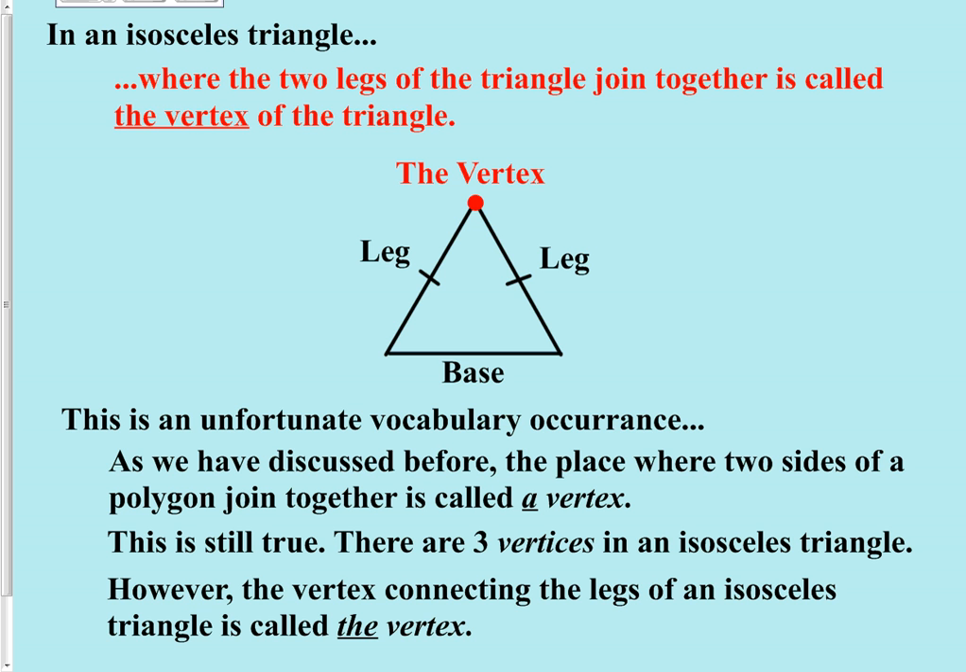But just be advised, if a question is asking you about how many vertices a particular polygon has, then you count up all of the corner points where the sides are joining together. If a problem refers to the vertex, then you better be looking for a unique location, like where the two legs are joining together in your isosceles triangle.